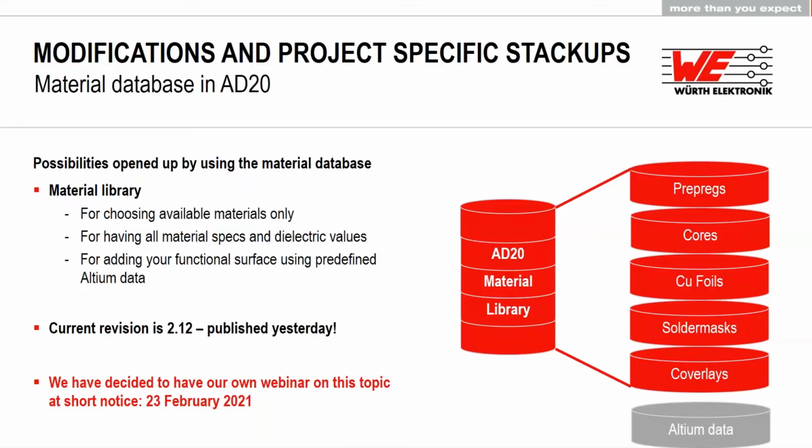So based on this database, one advantage is you can only choose available materials, and you get all the material specs and dielectric values. So dielectric constant and loss factor are already included in the database. And for adding functional data, functional surface, please use the predefined Altium data. Actually, we are providing a revision 2.12. We published that yesterday. So if you are asking for the material database, you will get revision 2.12.